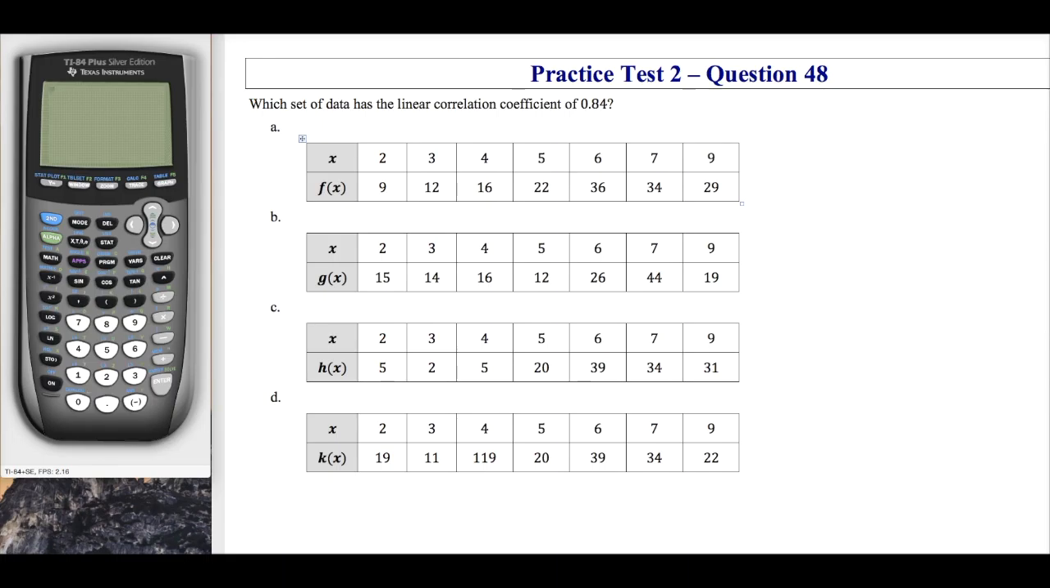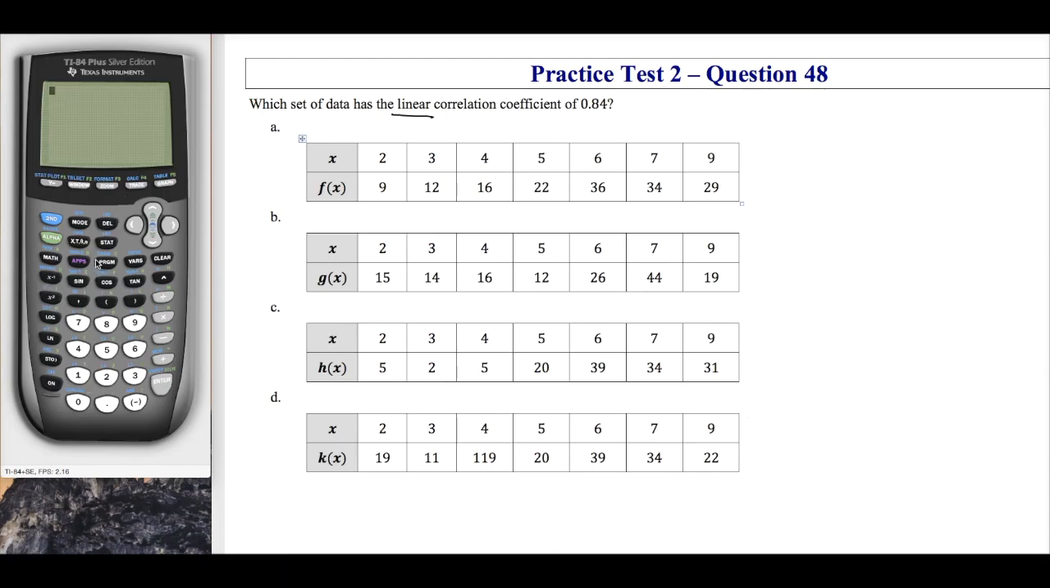Which set of data has a linear correlation coefficient of 0.84? The key word here is linear correlation coefficient. So we need to find the linear correlation coefficient of each of our 4 data sets. And to do that, we're going to use our calculator.